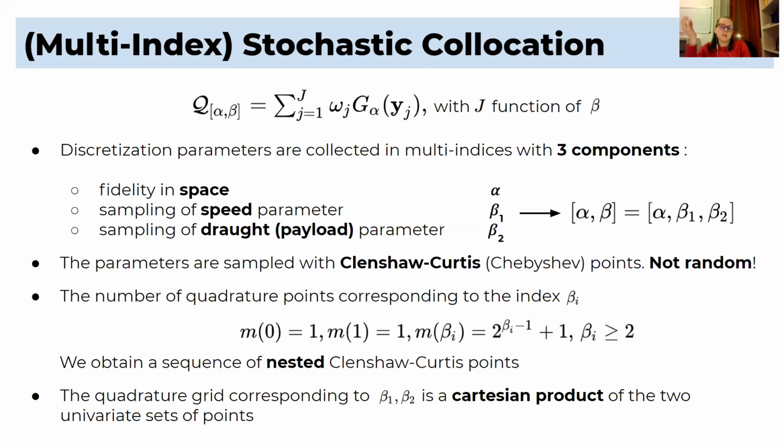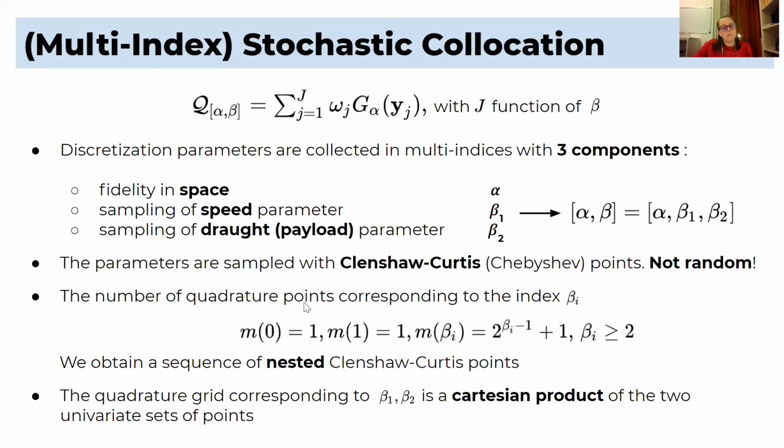And the thing is that these are not random. So we can generate this sequence of points. And actually, how do we generate these points, or how many of them do we take? The thing is that we use this index beta, and the index beta should tell us how many points we sample. And the rule we decide to follow is this one.